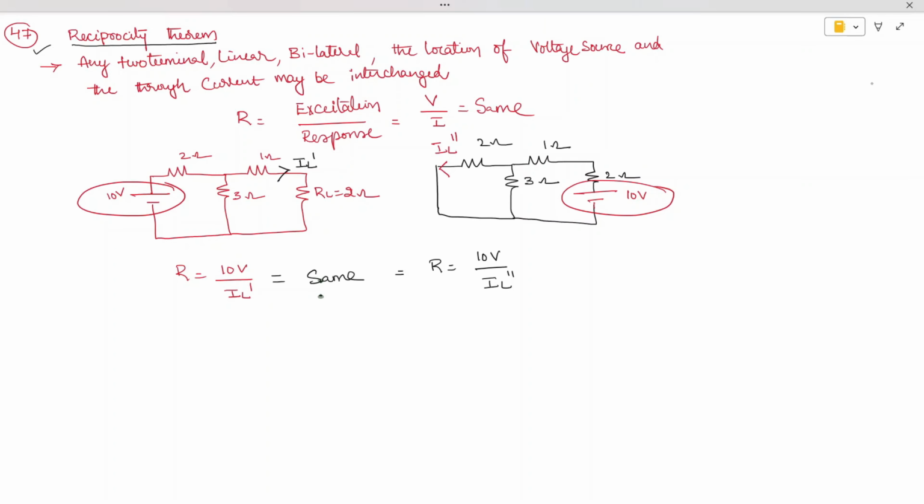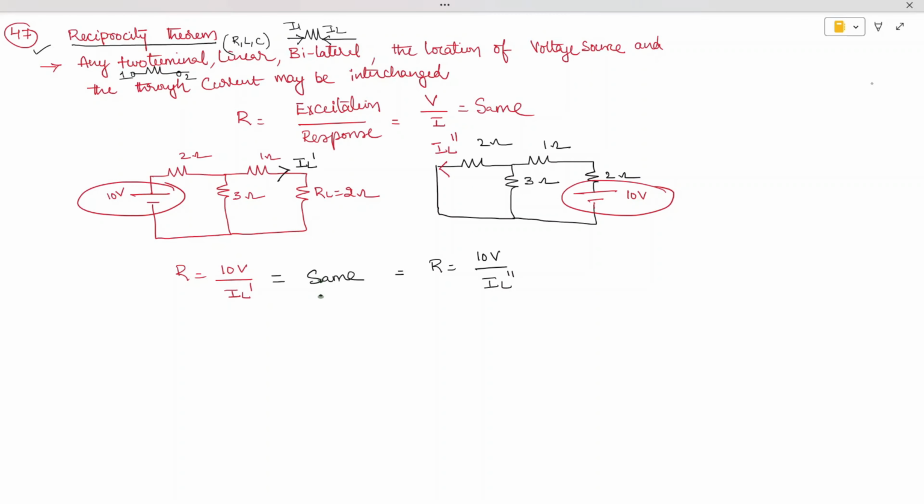So the concept of reciprocity theorem is this: if any two terminal elements, like resistors. A resistor consists of two terminals, this is terminal 1 and this is terminal 2. Any two terminal linear elements, linear meaning R, L, C are called linear elements, and bilateral in nature. Bilateral means they allow the current in the forward direction as well as in the backward direction. So for these types of elements, the location of voltage source and current can be interchanged.